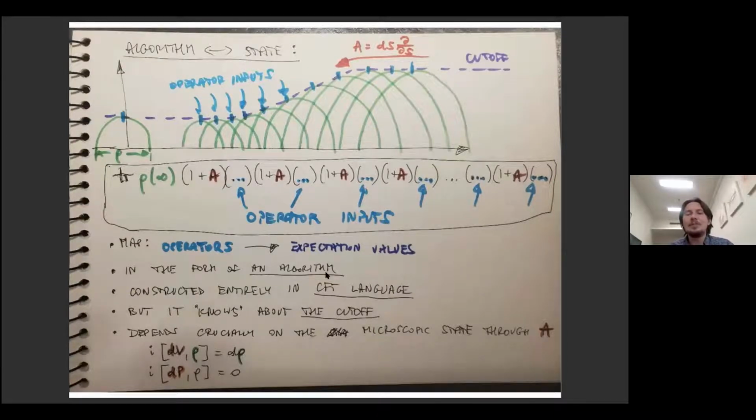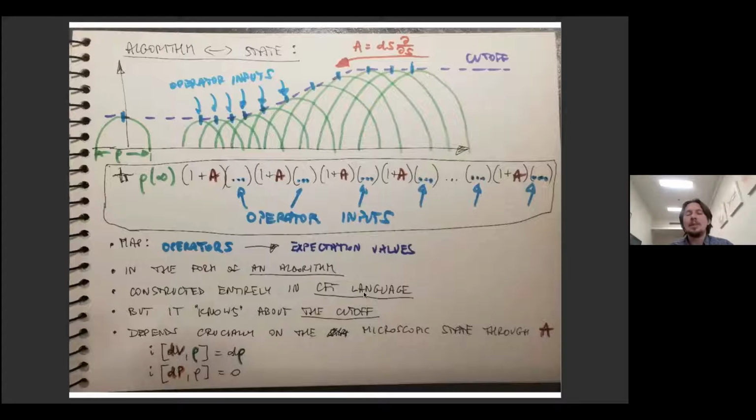Notice that the cutoff was very essential for our discussion. It determined this row. It also determined what A is. A was supposed to be scanning along the cutoff, so it's something that I can only define after I know the cutoff. So we have defined in CFT language a state at the cutoff. And notice that we have defined it in the form of an algorithm. Yes, so the state knows about the cutoff. It is entirely in the CFT language, and it is an algorithm like I advertised.